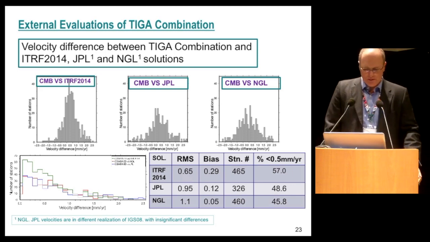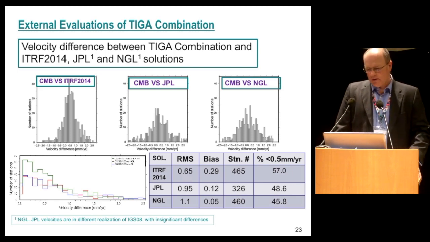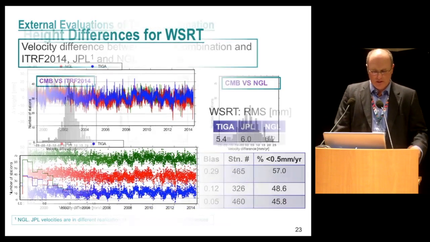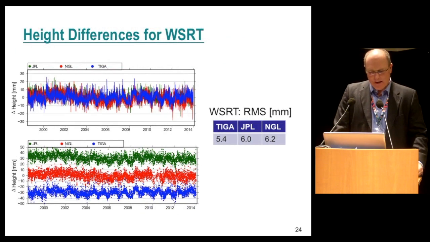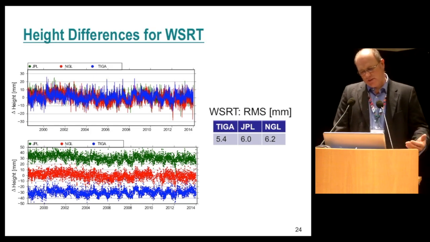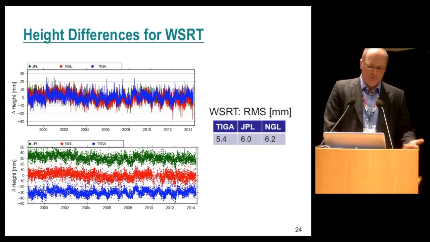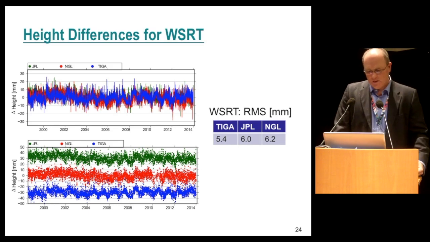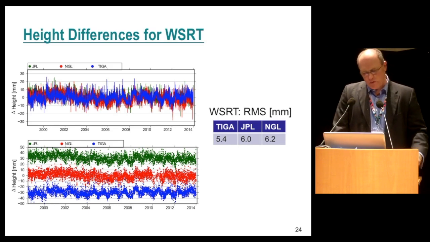If we look at the time series themselves, for WSRT between the Tiger combination, JPL and NGL solutions, again, we see lots of similarities, and because the Tiger solution is a combination, I would like to argue that the RMS is obviously slightly lower than for the two individual solutions. But overall, we seem to look at very, very small differences.